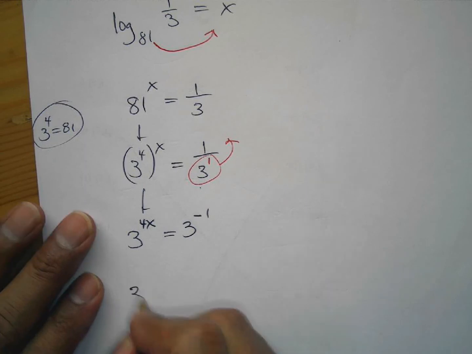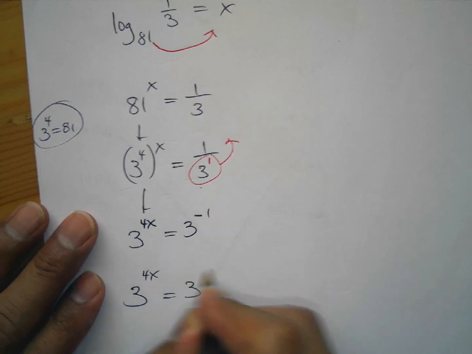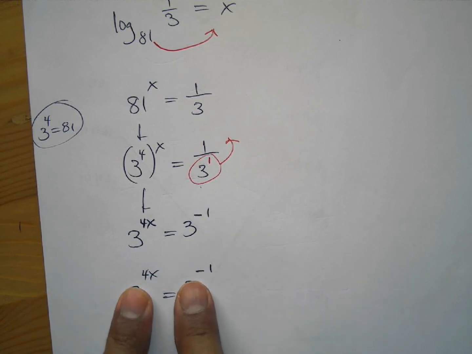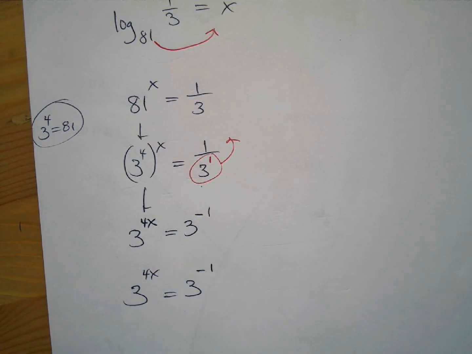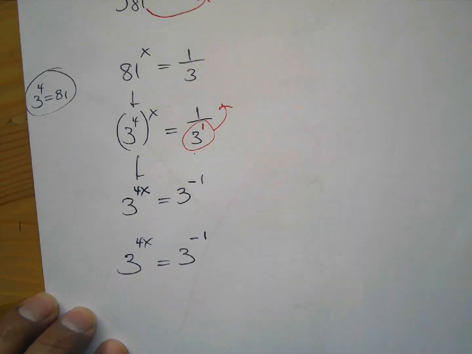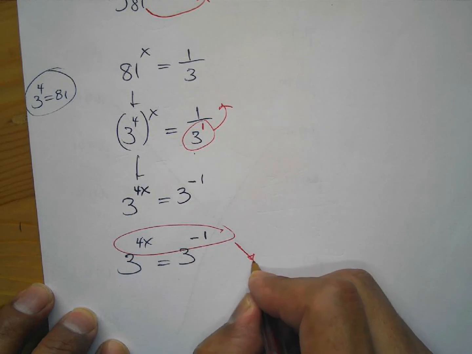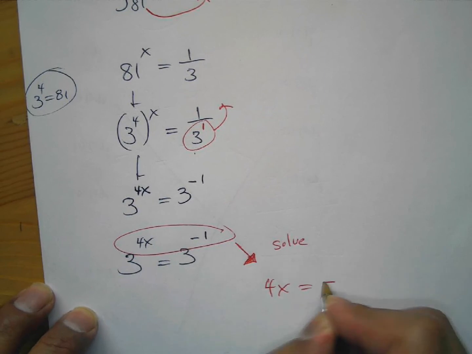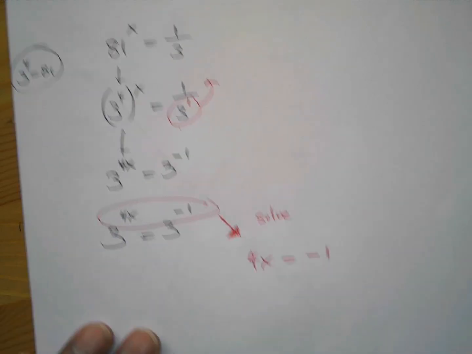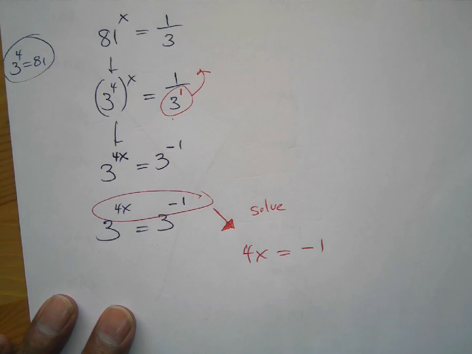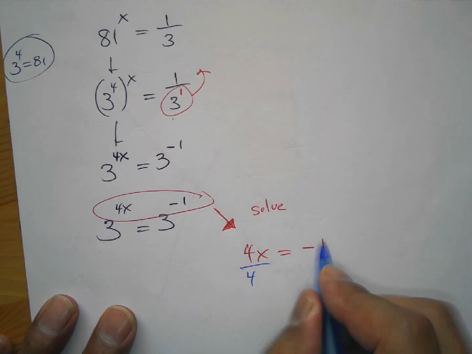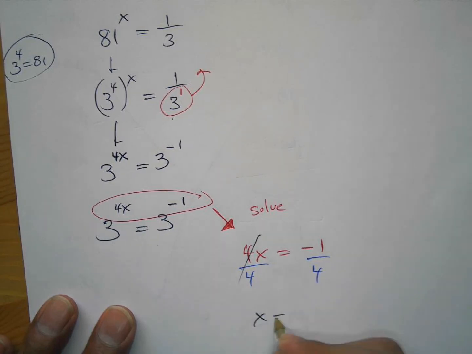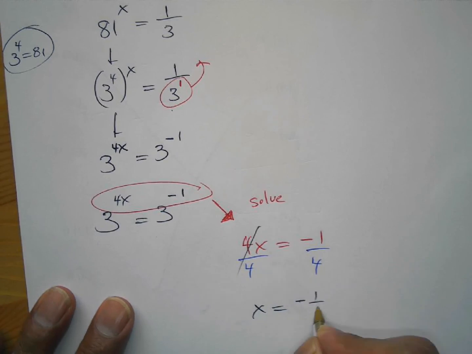All right. So we got 3 to the power of 4x equals 3 to the power of -1. Well, once we got the bases to match, we can drop that, and then you just solve the equation up at the exponents. How do you solve 4x equals -1? Well, divide by 4. I'm going to get the x alone. That'll be x equals -1/4.